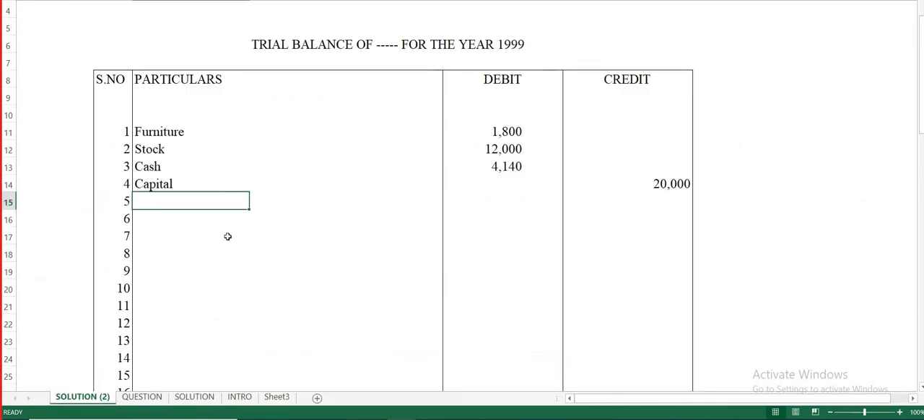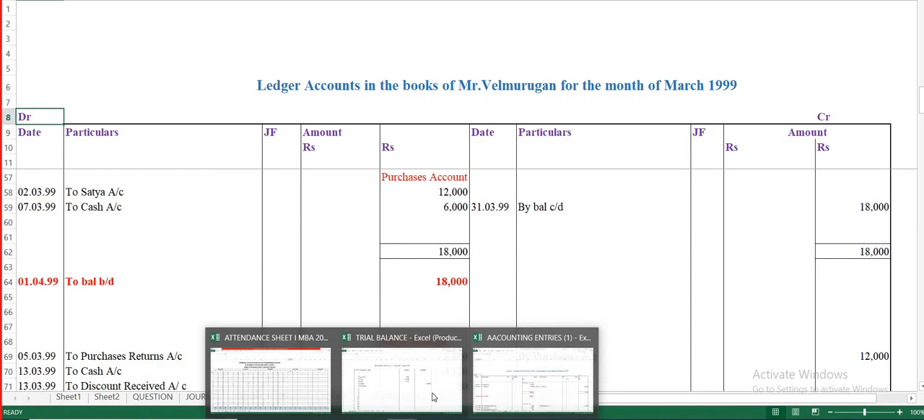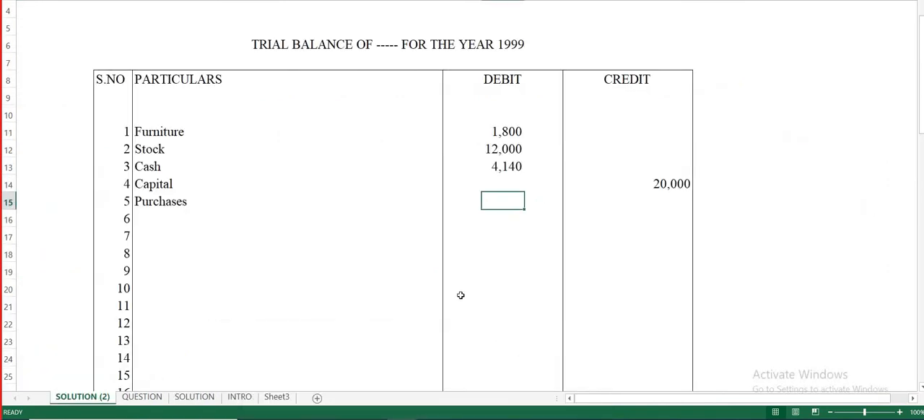So just mention purchases, debit column, that amount, whatever we have got, 18,000. So 18,000 has to be mentioned under the debit column. Next, moving to the other item.